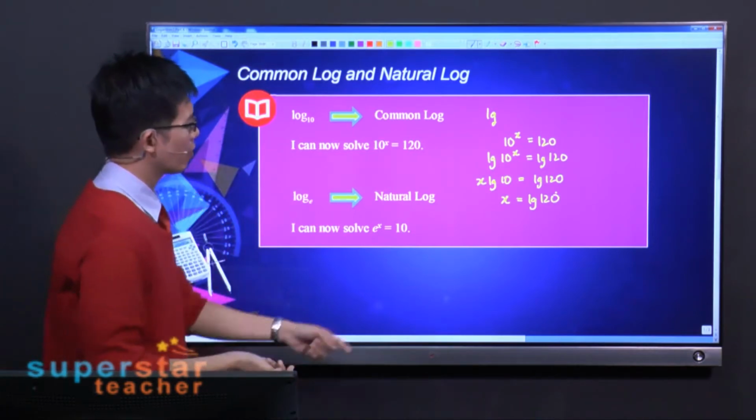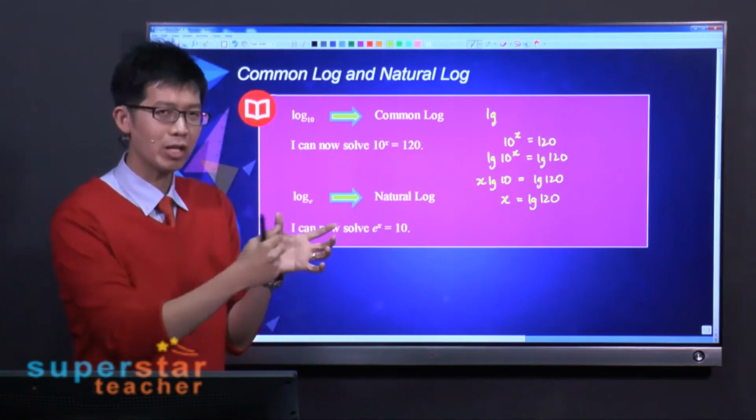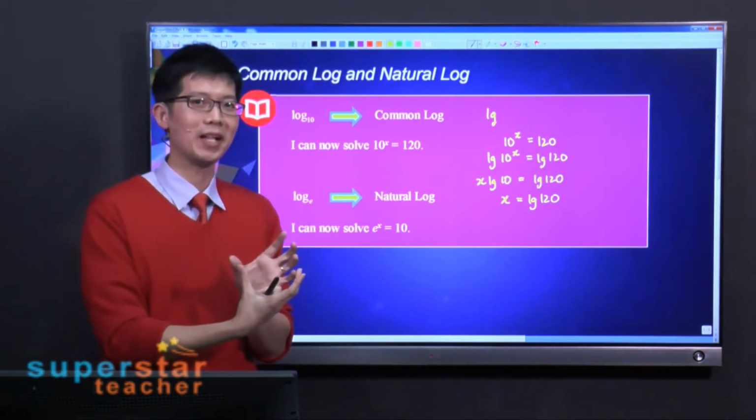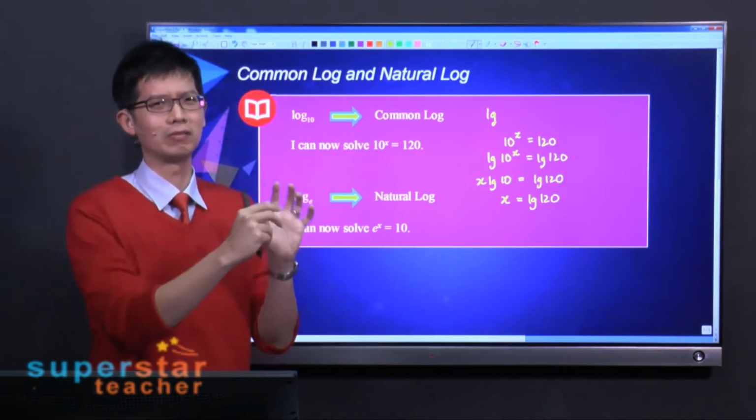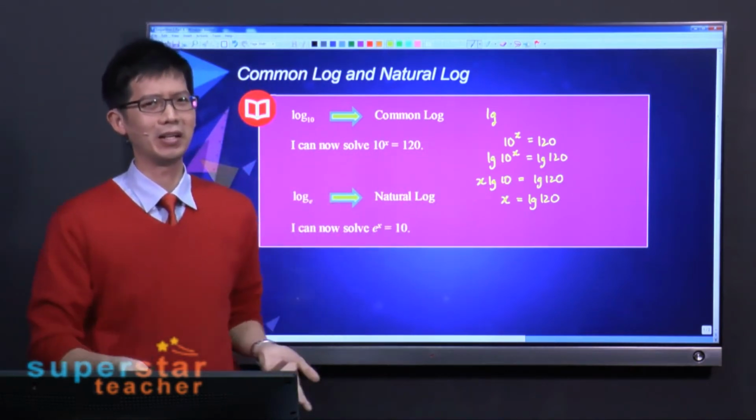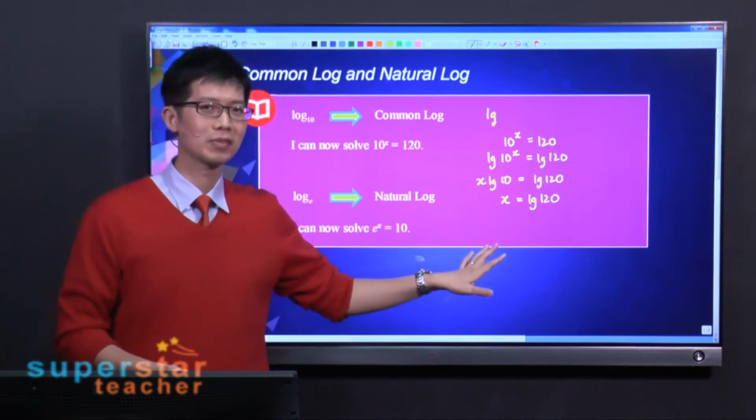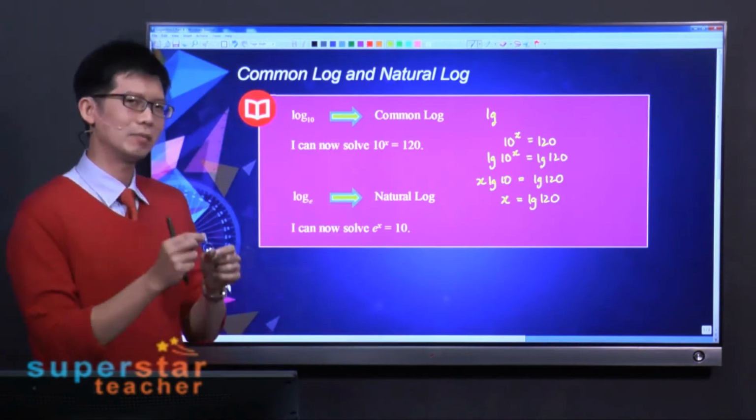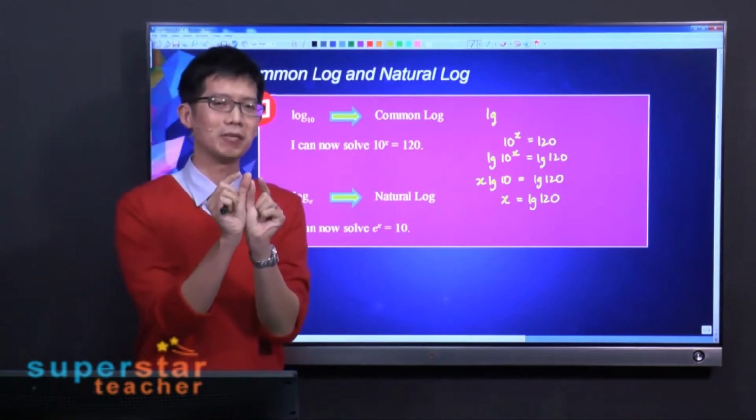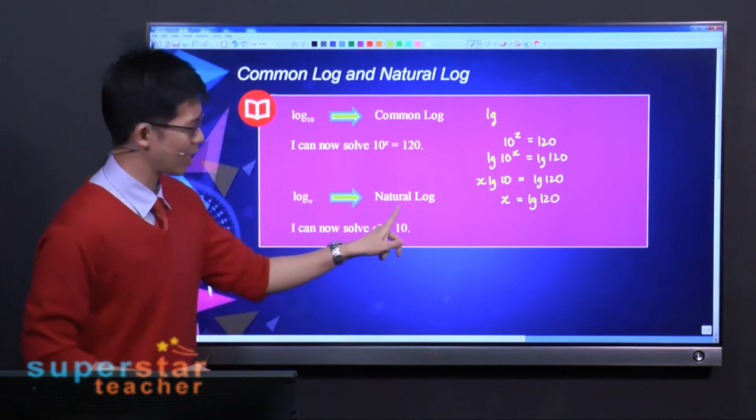Then go to your calculator, press log 120, and see what answer you get. It's usually a very long decimal number, and that will be the answer for x. Now we want to talk about yet another button, which is next to your log button. You have this ln button. That is what we call the natural log.